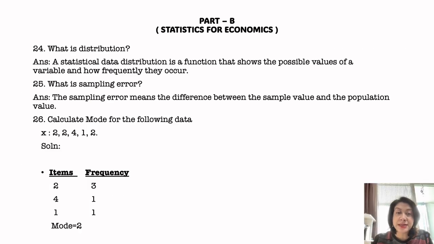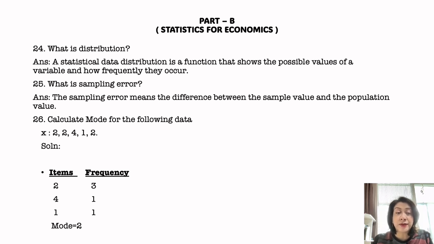Proceeding to Part B, Statistics for Economics. First question, what is distribution? A statistical data distribution is a function that shows the possible values of a variable and how frequently they occur. Question number 25. What is sampling error? The sampling error means the difference between the sample value and the population value.